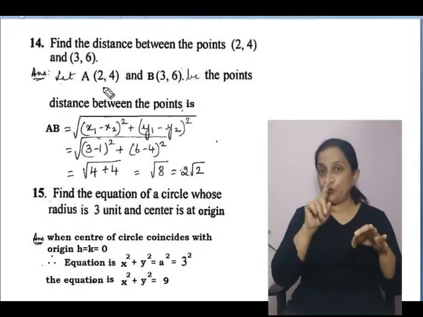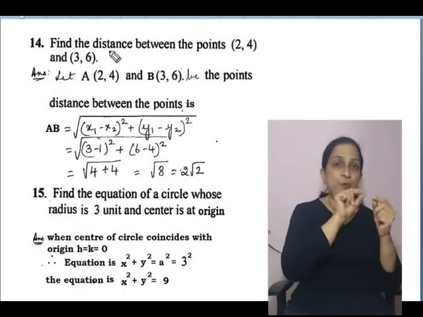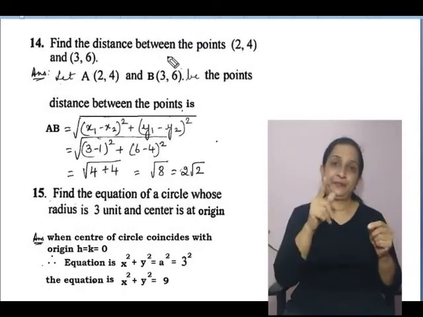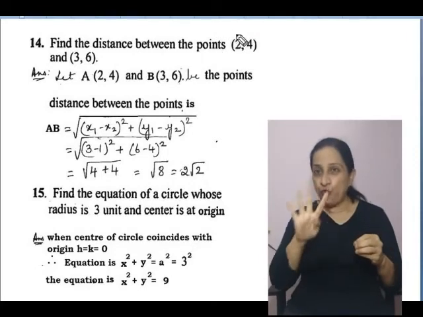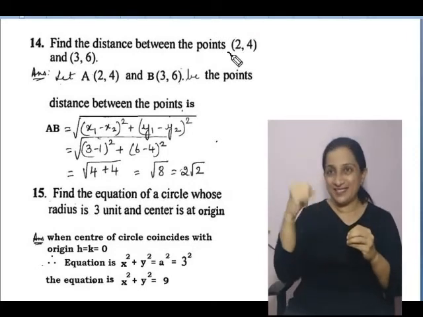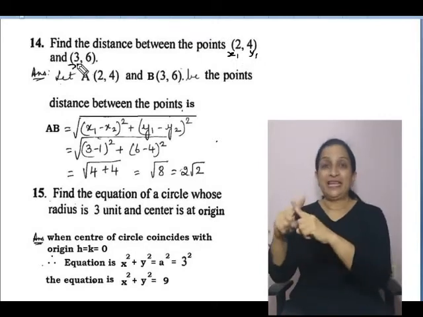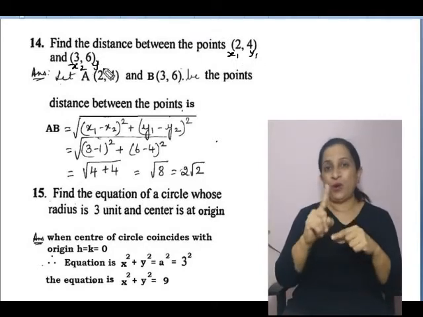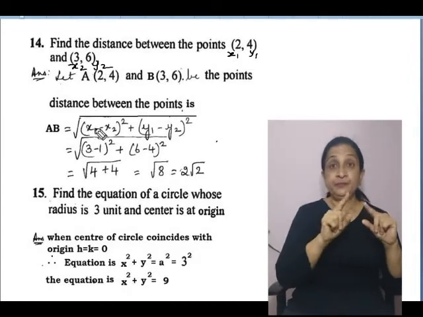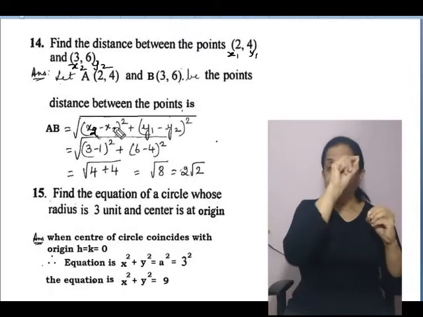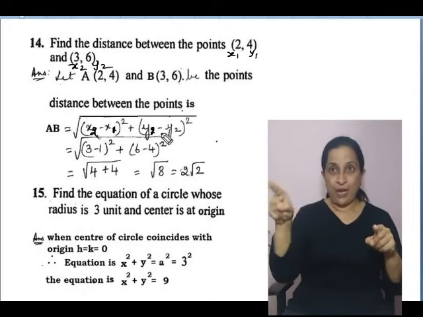This is the distance formula, distance between 2 points. Find the distance between points (2, 4) and (3, 6). A very straightforward one which you did even at SSLC level. So you can simply name it as x1, y1, x2, y2. The distance formula is x2 minus x1. You can write it as x1 minus x2, this one, it means the value doesn't change.